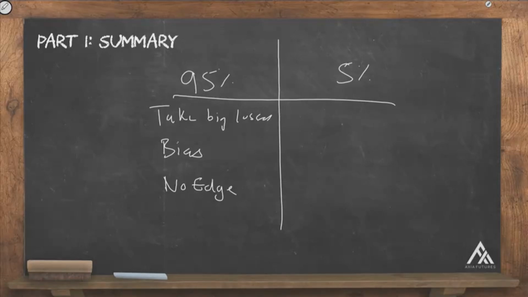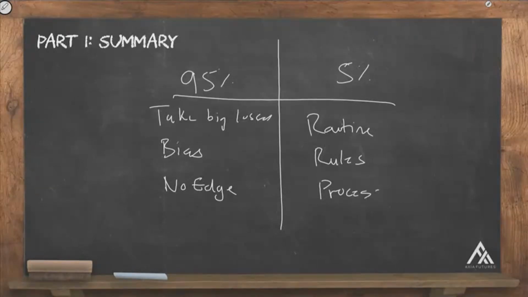Then what we do on the other side is we try and highlight all the key characteristics that define traders that succeed in the industry. Firstly, they tend to have very strong routine. They tend to follow a very stringent set of rules. They tend to have a very process-orientated approach. And they have a very, very strong edge. Now, this is not an exhaustive list.